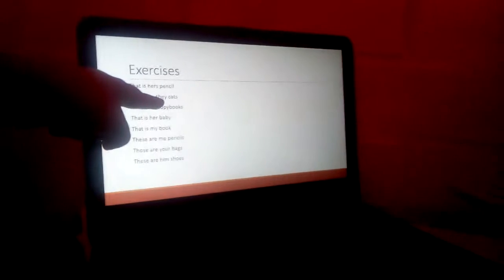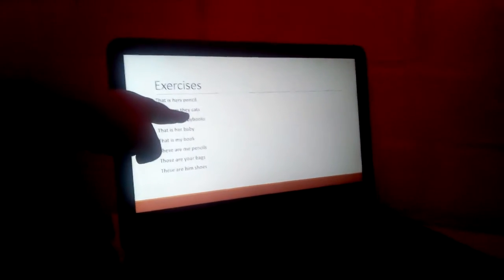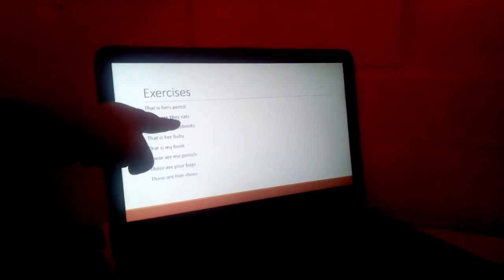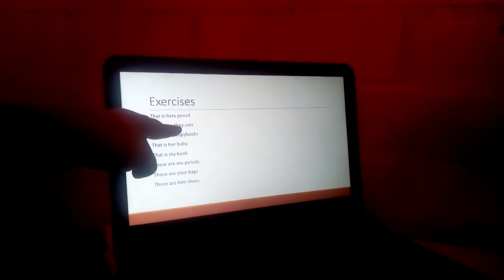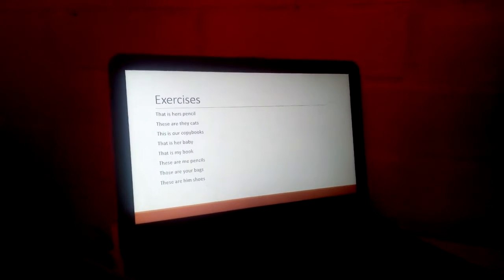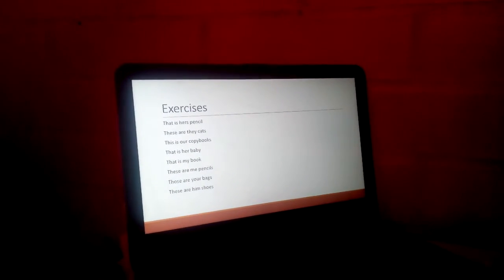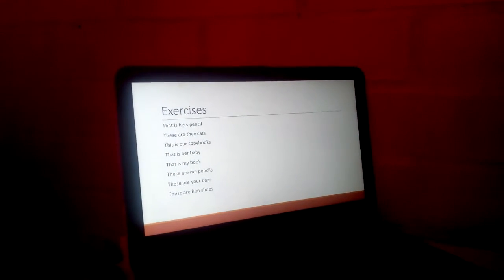If you don't know something, you can ask us in Spanish, don't worry. Ah, okay. I don't know if it would be their or not. Their cat or their. These are.